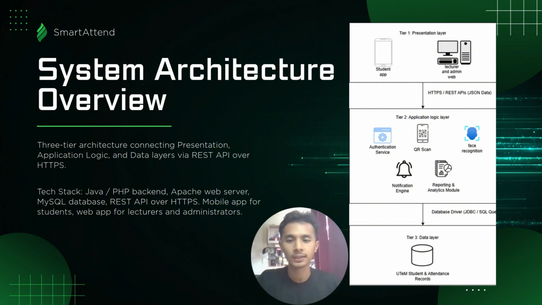Okay, so now we have the system architecture overview. We have a three-tier architecture connecting the presentation, application logic, and data layers via a REST API over HTTPS. From the presentation layer, we have the student app and the admin web. Then in the second tier, we can see the authentication service, QR scans, face recognition, notification engine, and reporting analytics modules. The third layer is the data layer.